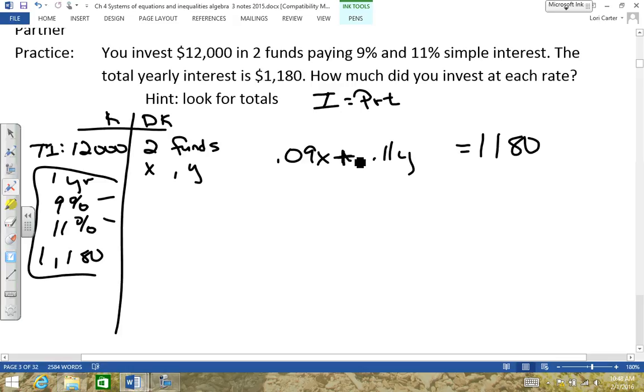So you want to say, I take 9% from bank X and 11% from bank Y, I'm going to add those interests up and I'm going to get $1,180. Does that make sense? Yes. We all agree? Yes, that makes sense. Okay, fine.